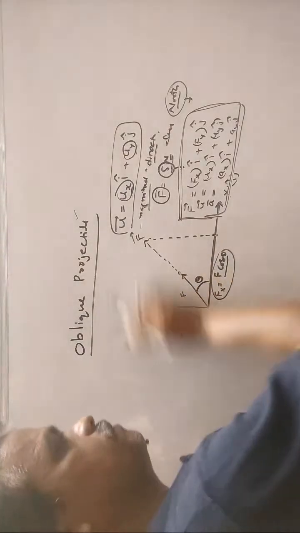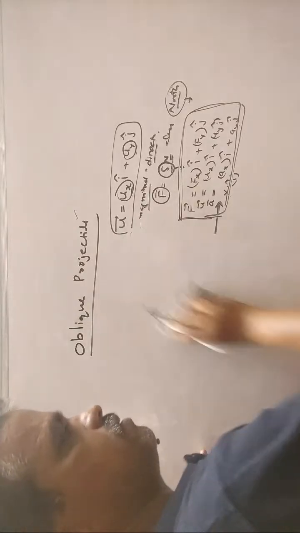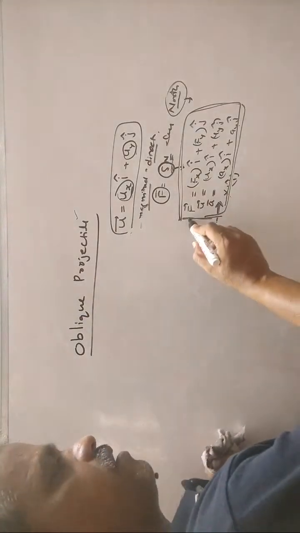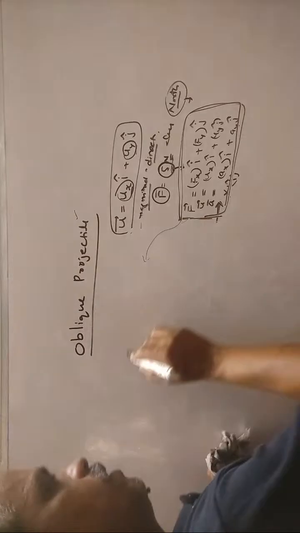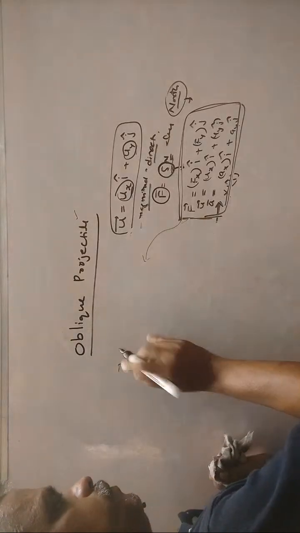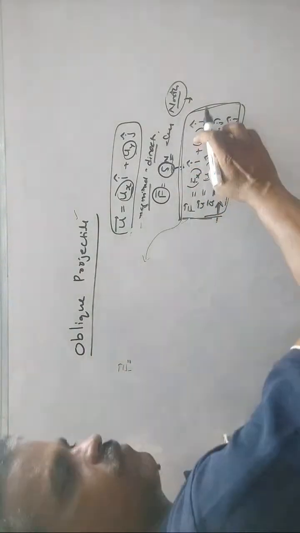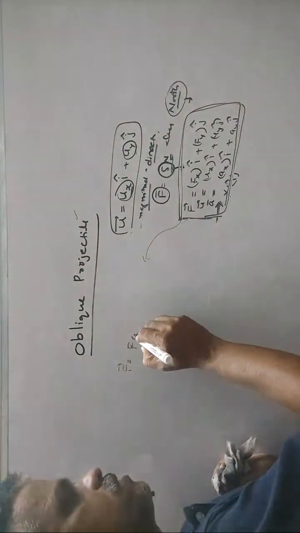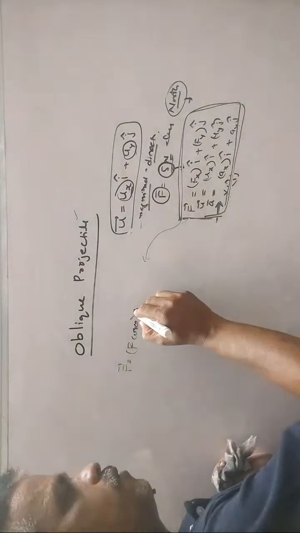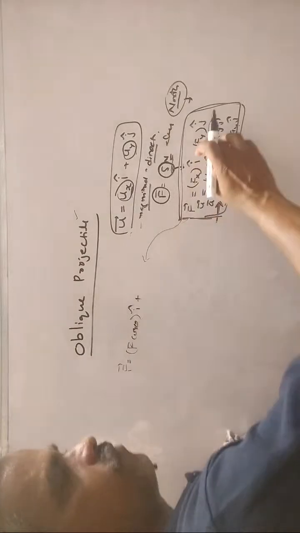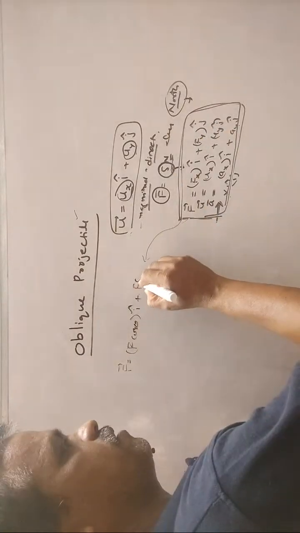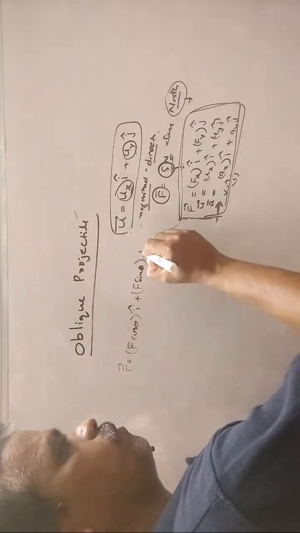Just copy it. Next, we can write this vector F as Fx i plus Fy j. Fx is nothing but F cos theta into i cap. Fy is nothing but F sin theta into j cap.